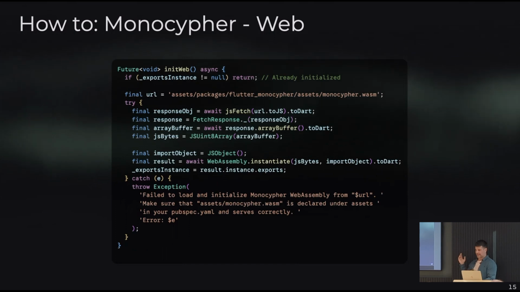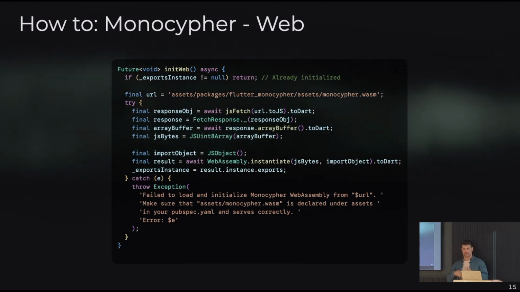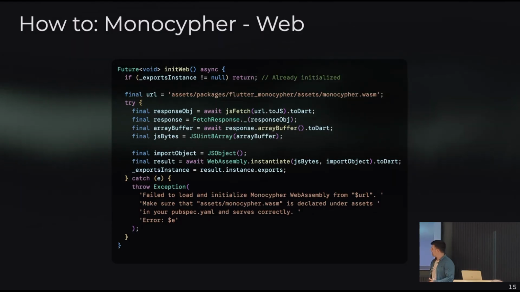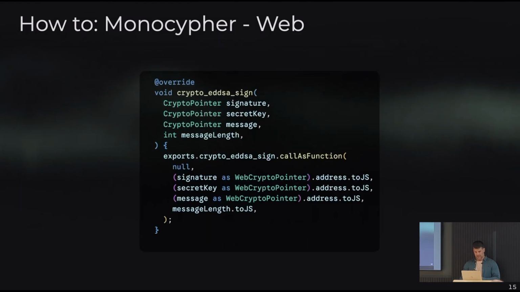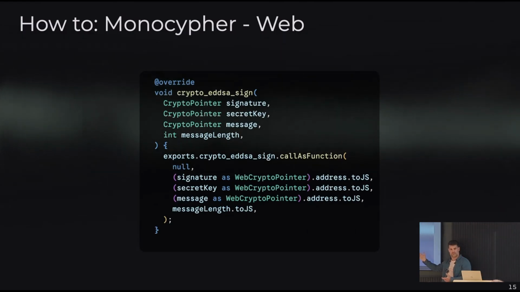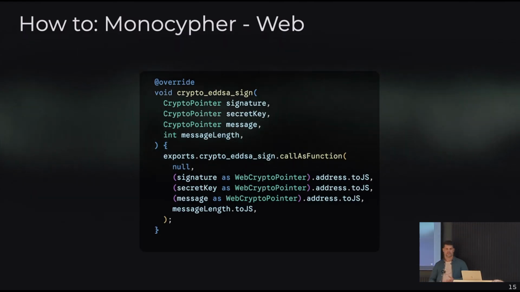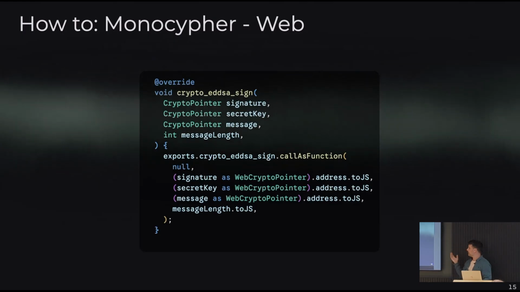And then you have to do a little bit of initialization on the web. It doesn't work quite as seamlessly. You have to load the WASM file and then instantiate it, but relatively painless. This looks very similar to what I did with FFI, but now we're just calling toJS on these web crypto pointers. And we can do the exact same thing as with FFI and have this library working on web as well.